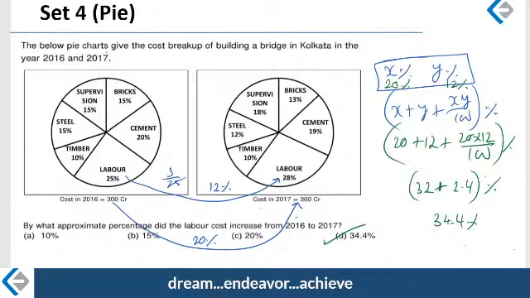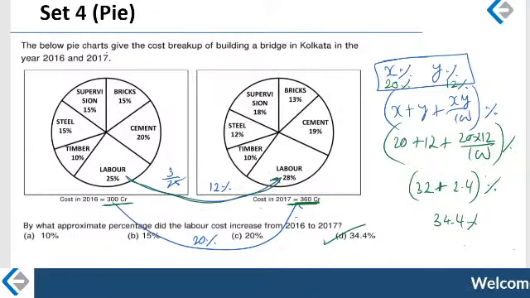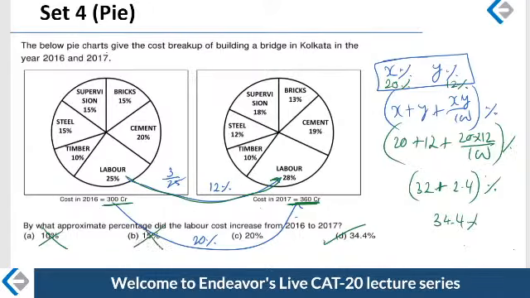When you look at this particular question, you know straight away that my answer is more than 20%, because the base itself has increased by 20% and there is an increase in the labor component. Therefore my answer has to be more than 20%. If this is 10%, it cannot be my answer. 15 cannot be my answer. 20 cannot be my answer. I don't have to calculate in this question. I can simply say that my answer is going to be 34.4%.